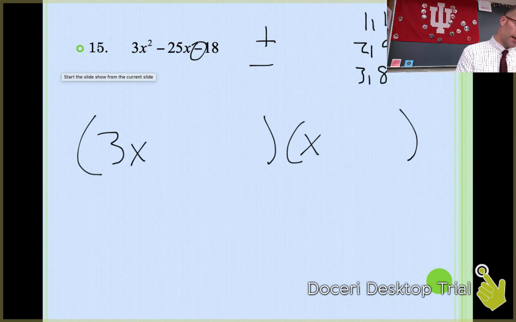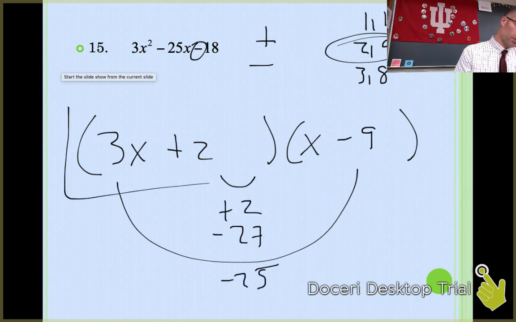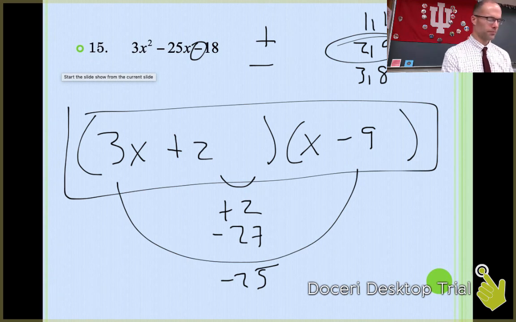3 times 9 gives you 27, which is really close to 25. So if I put the minus 9 here and the plus 2 here for this combination, that gives you negative 27. That gives you a positive 2, which gives you negative 25. So boom, there's my factors.